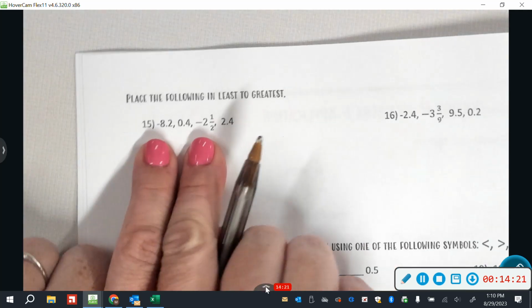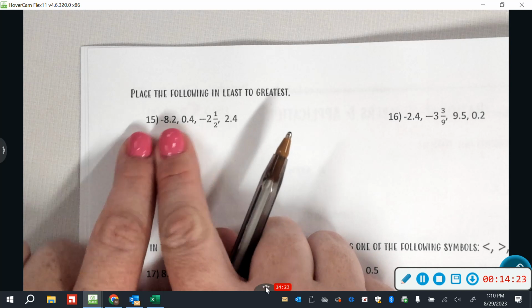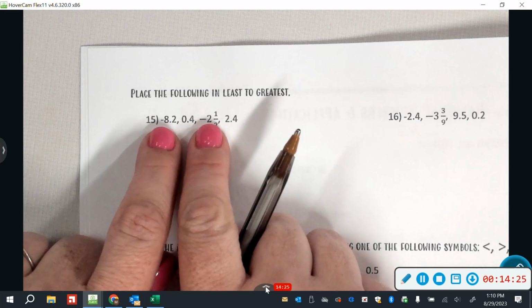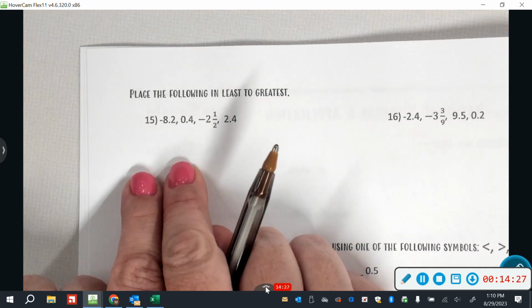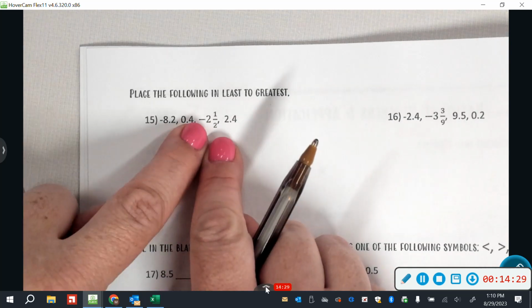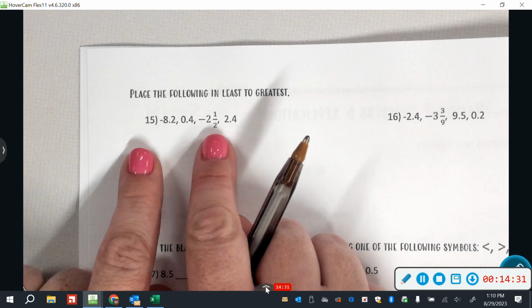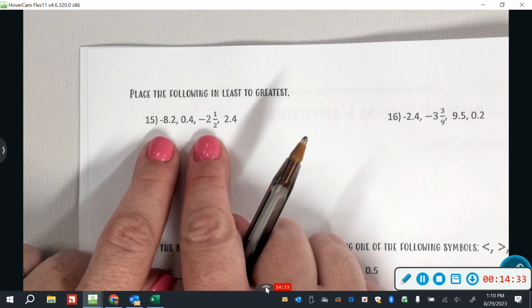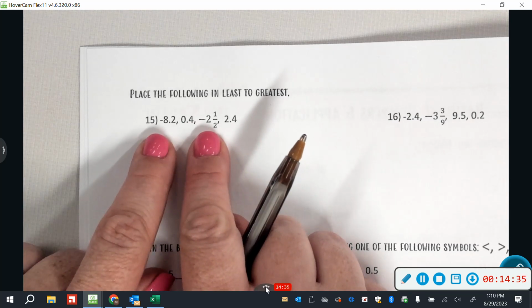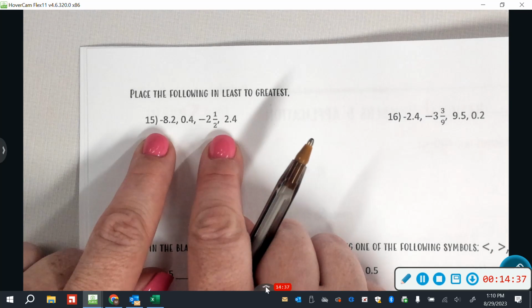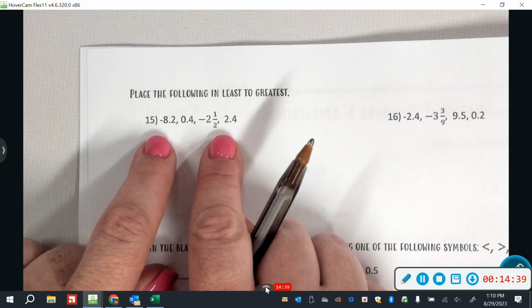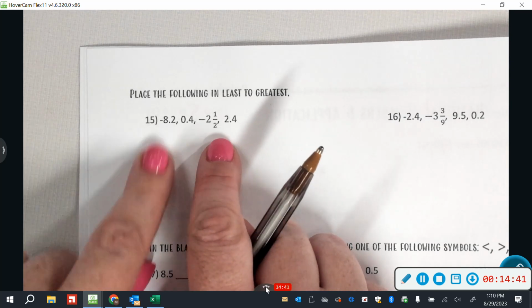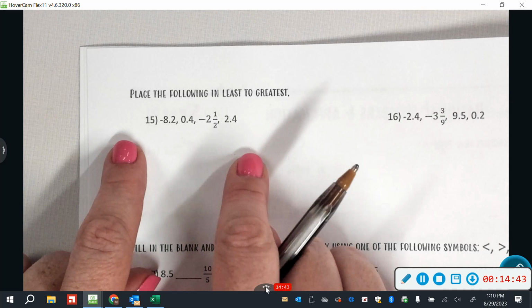Okay, one thing I want you to realize on these, when you look at these, I'm not going to do it with you, but I want to talk about it. You have 2 negatives, so we know those are smaller, right? Now, I have a fraction, but do I even need to change it? Well, look at the first number. You have -8 and -2. So does it matter what decimal place you have? No, because we know -8 is way smaller than -2. So you don't even have to change it into a decimal, right?